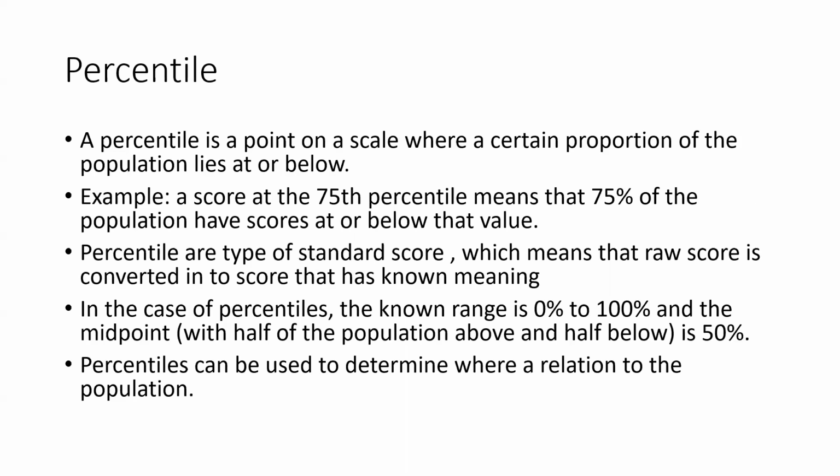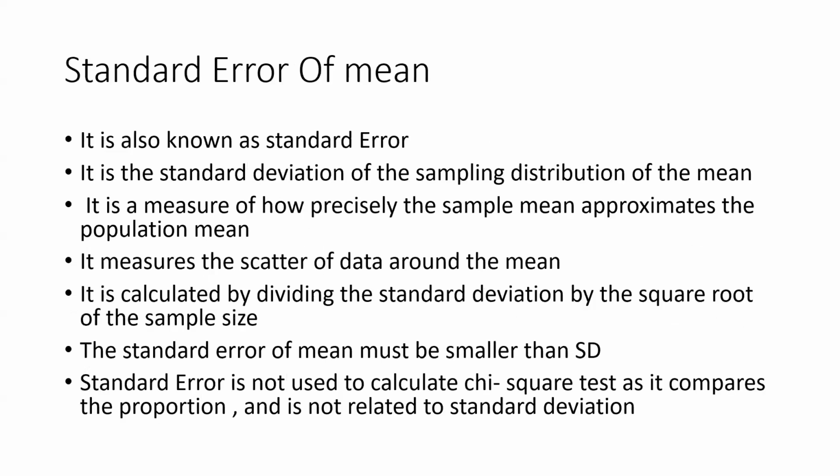Now percentile. A percentile is a point on the scale where a certain percentage of the population lies at or below. For example, a score at the 75th percentile means that 75% of the population have scored at or below that value. Percentiles are a type of standard score, which means that the raw score is converted to a score that has known meaning. In the case of percentile, the known range is 0% to 100% and the midpoint is 50%. Percentiles can be used to determine their relation to the population.